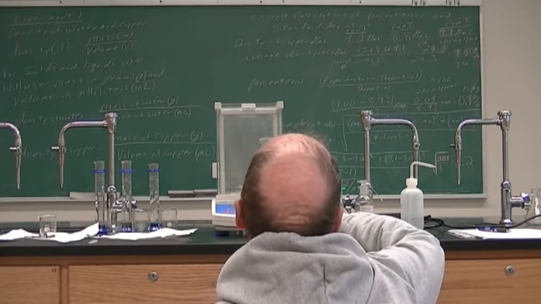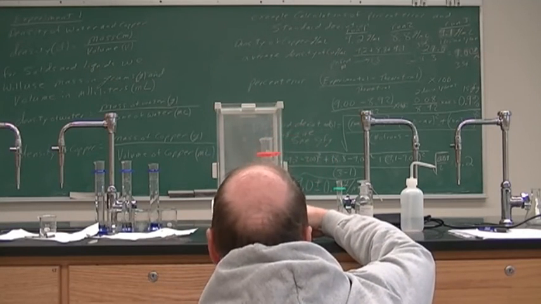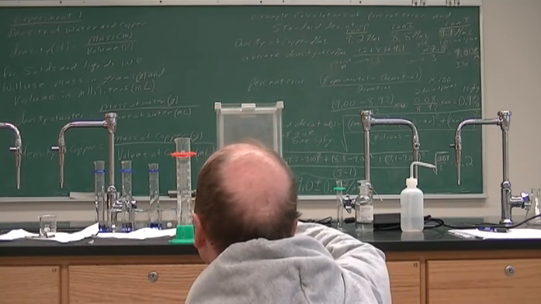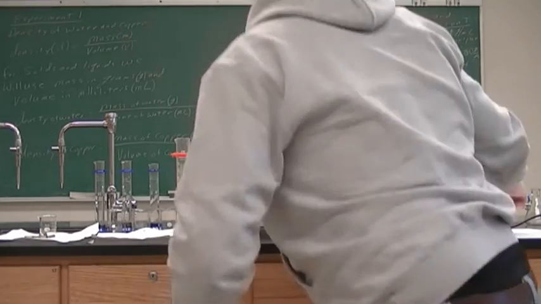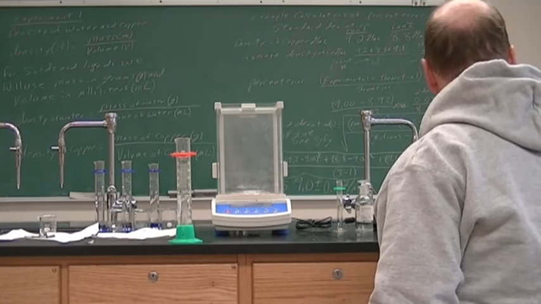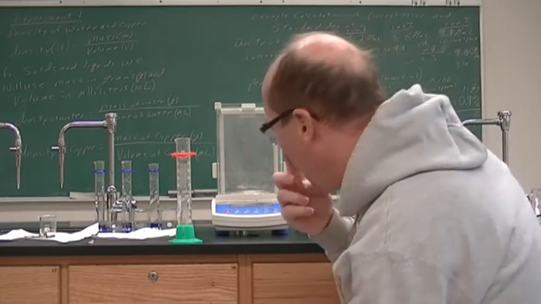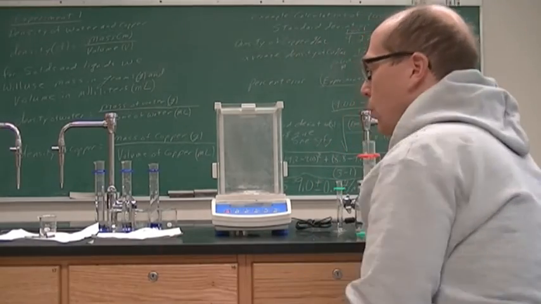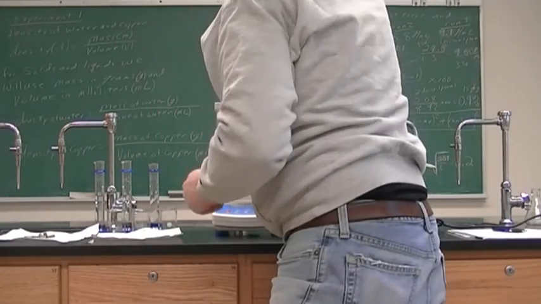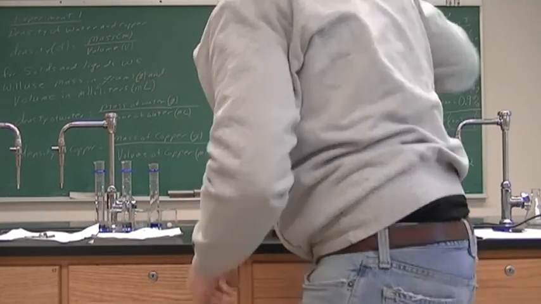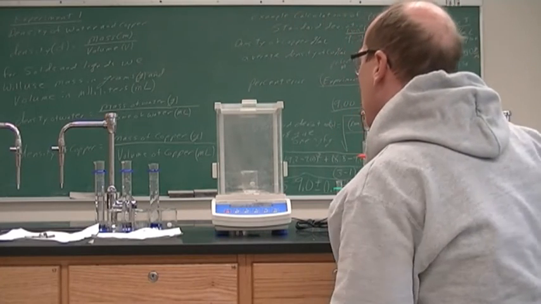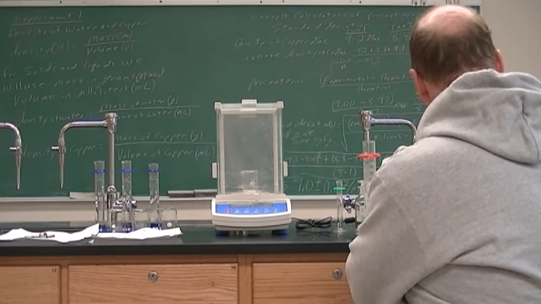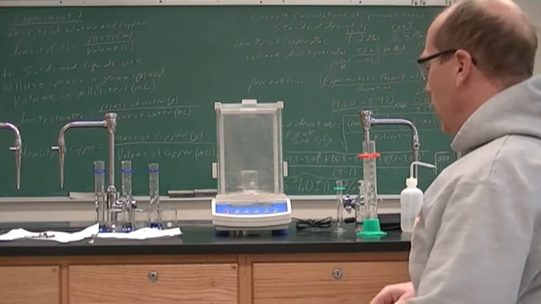we have 56.8 mils. So 56.8 milliliters is our initial volume. That is our volume of water. All right, we also need to have a mass of the beaker. The mass of this beaker is 27.3707 grams.